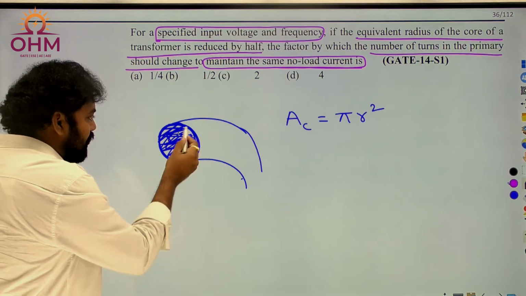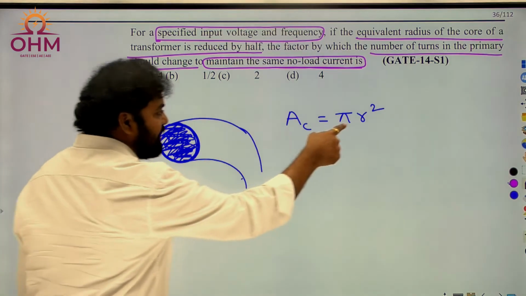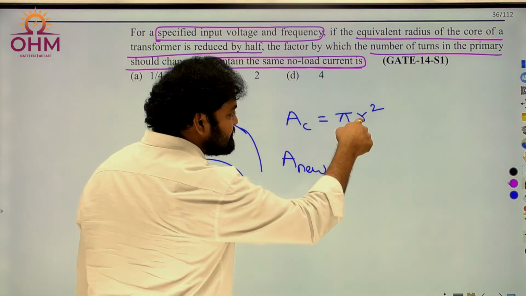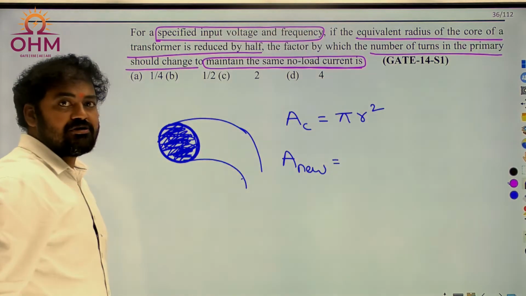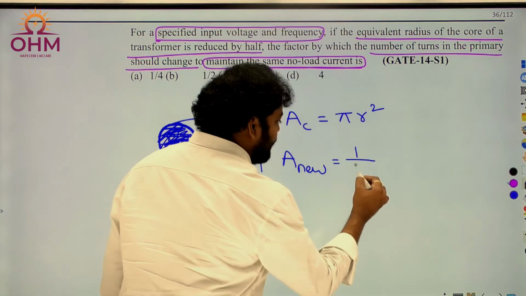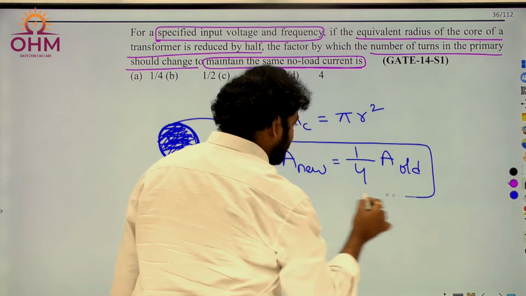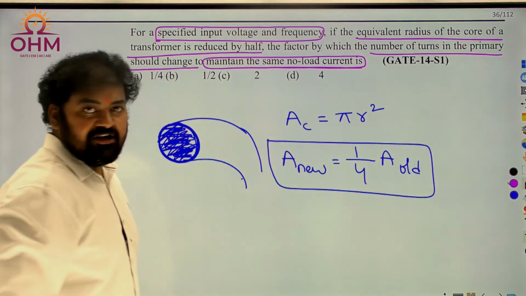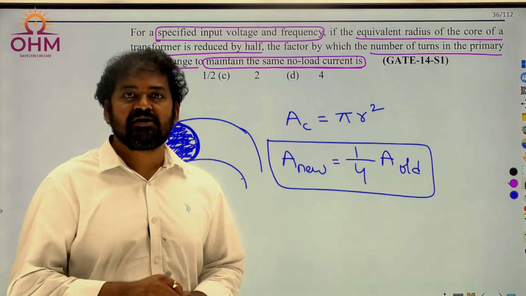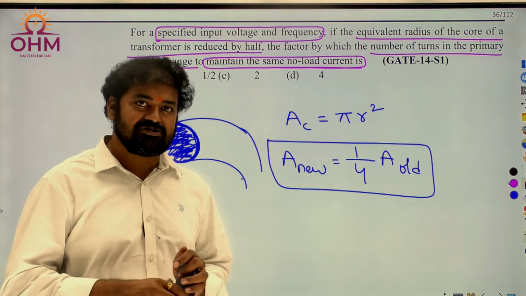Now, what happens if the radius becomes half? If the radius becomes half, can I say the area will become 1 by 4 times? Because area is proportional to r square. If the radius becomes half, the area will become 1 by 4 times the old area. This is the modification that happened. If the area is divided by 4, how much should be the change in the number of turns so that we can maintain the no load current constant? That is the question.